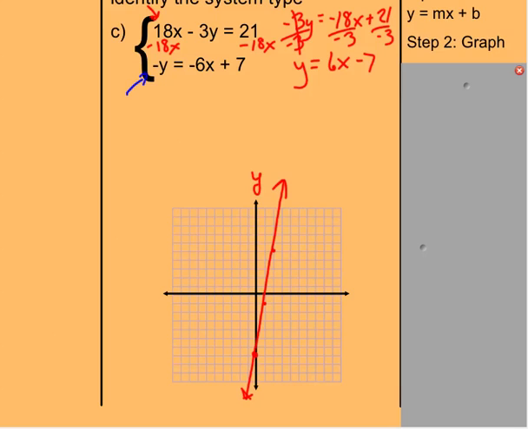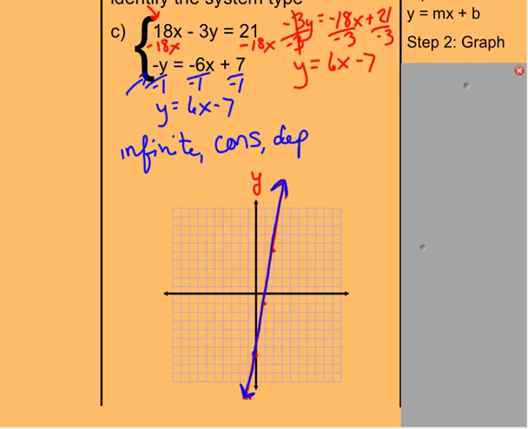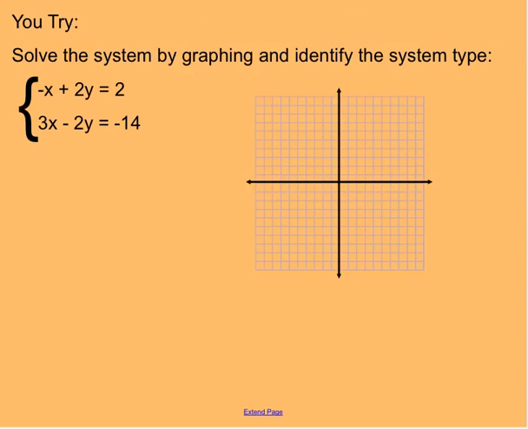Now we're going to take a look at my blue equation. To solve for y, I need to divide by a negative 1. So I get y equals 6x minus 7. Well, that looks familiar. Same line. So when lines are the same, the system has an infinite number of solutions, which means it is consistent and dependent. You try this one.